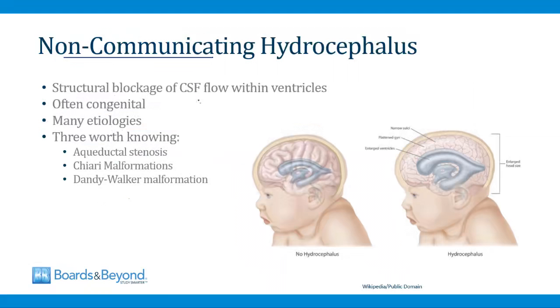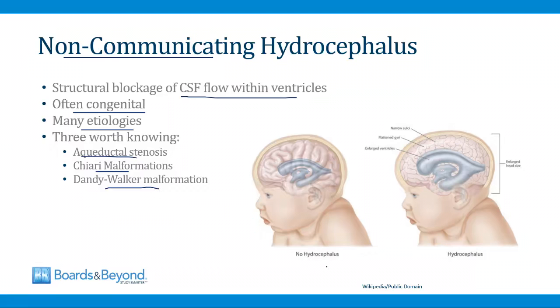This is a structural blockage of cerebrospinal fluid flow within the ventricles. This is often seen in babies because it's often congenital, and there are lots and lots of etiologies. But three that are worth knowing are aqueductal stenosis, Chiari malformations, and Dandy-Walker malformations, and we'll go through each of these in the next few slides.